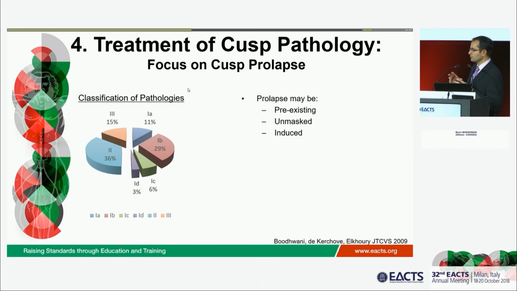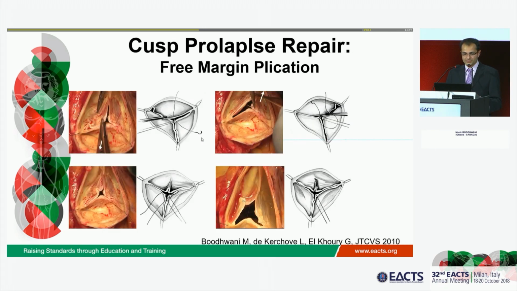I'll move on to give you a glimpse of cusp prolapse repair, as that is the most common pathology encountered. Cusp prolapse accounts for over a third of all aortic valve pathologies and over 50% of the cusp pathologies encountered. It is important to note that prolapse may be pre-existing, it may be unmasked because of the aortic root and annular operation performed, or it may be induced by technical issues at the time of aortic valve repair.